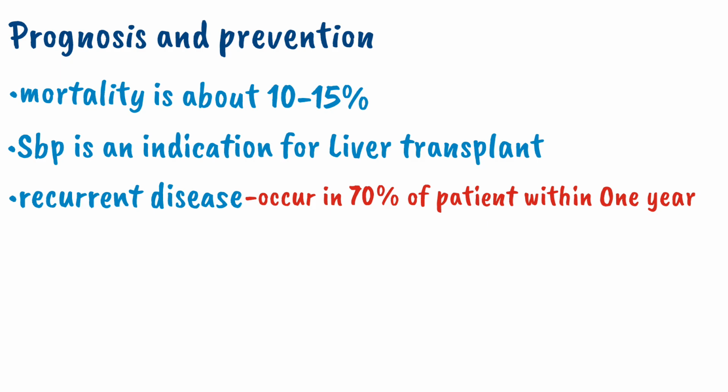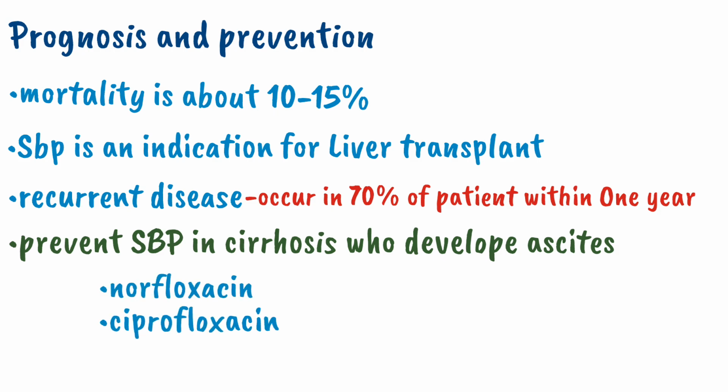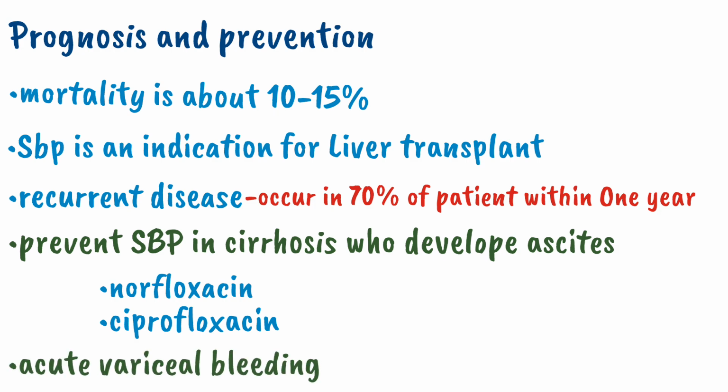So usually we prevent SBP in a patient with cirrhosis who develops ascites. How do we prevent it? We prevent it by using antibiotics such as norfloxacin or ciprofloxacin. Other than this, if there is an acute variceal bleed, we should use ceftriaxone 1 gram to prevent spontaneous bacterial peritonitis. So it was all about spontaneous bacterial peritonitis.